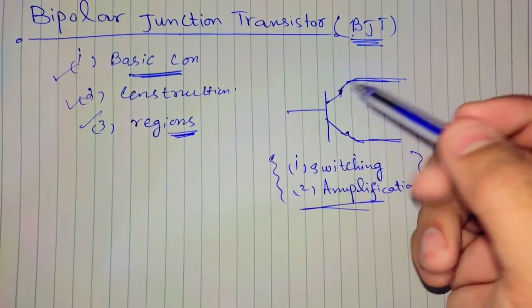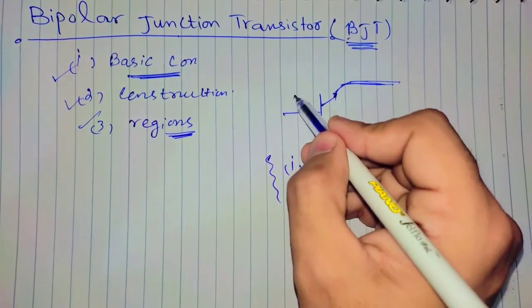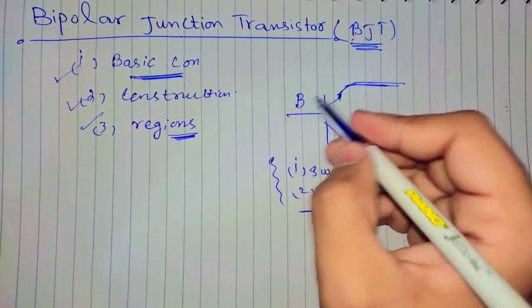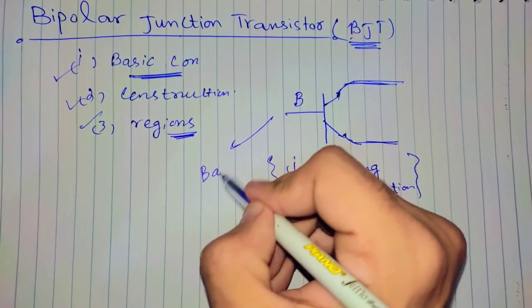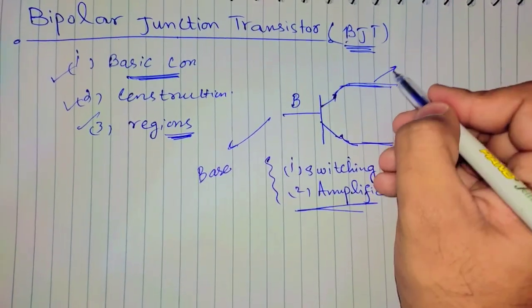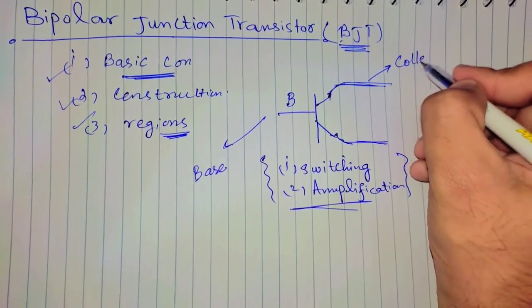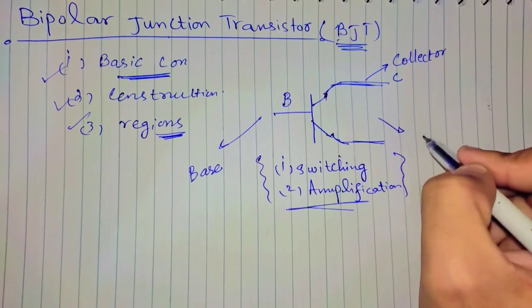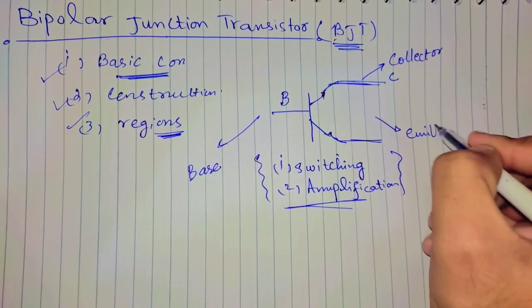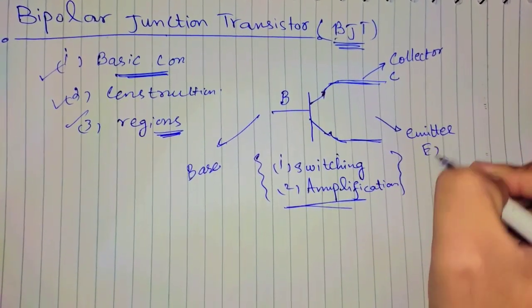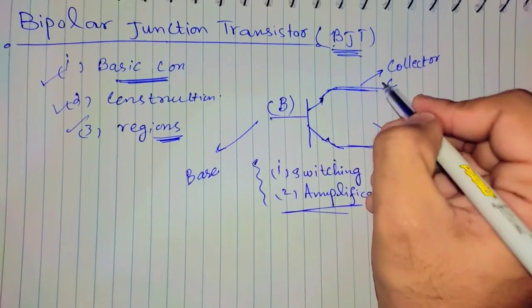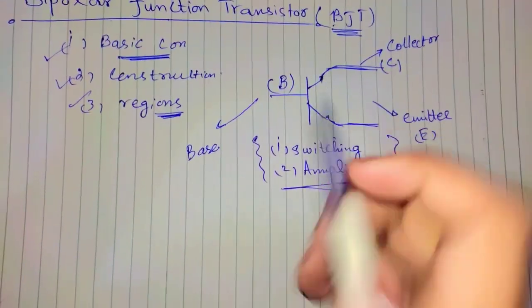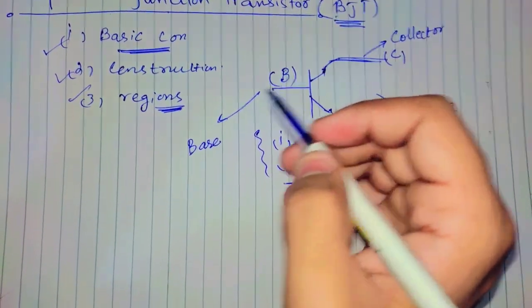Okay, how many terminals does a bipolar transistor have? A transistor has 3 terminals. The first one is known as base. The second terminal is collector, C, and the third one is emitter, E. So a transistor has 3 terminals: base, collector and emitter.